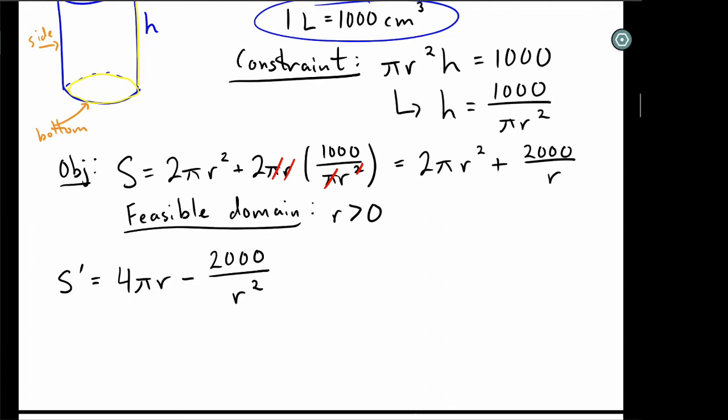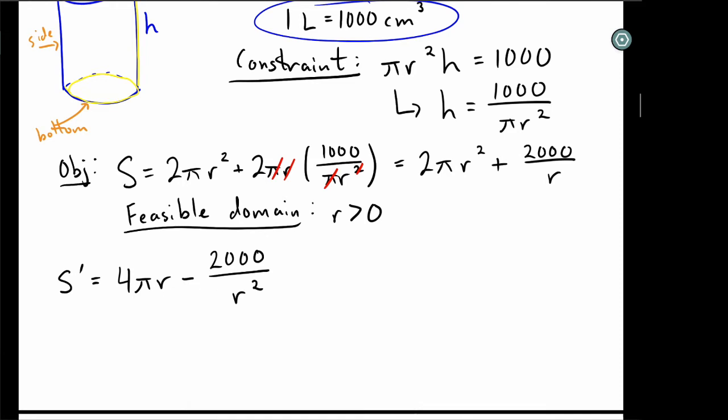Now, we often check here, where is this derivative undefined? But since we're looking on the domain here, r greater than 0, this function would be undefined if r were 0, but that's not in the domain anyway. So we don't have to worry about that. So we just want to set this equal to 0.